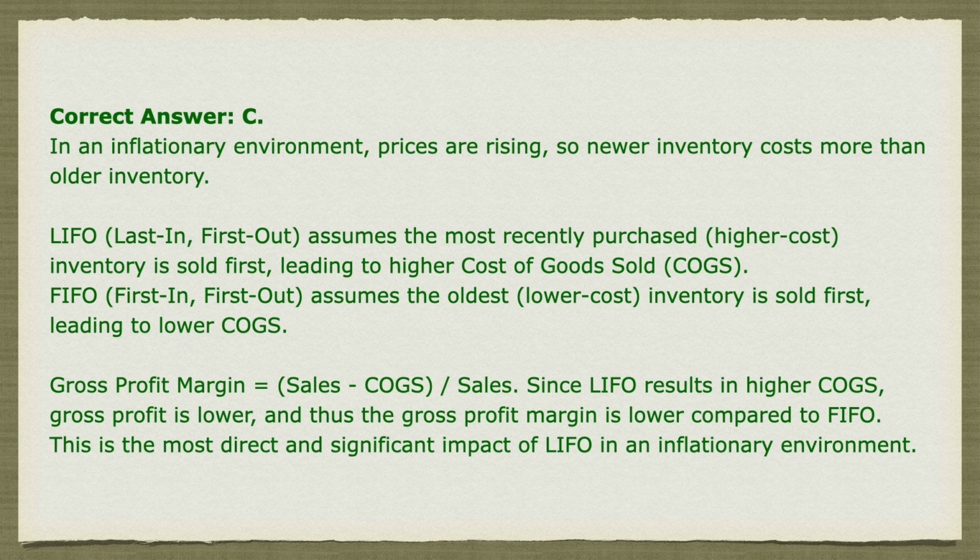Correct answer, C. In an inflationary environment, prices are rising, so newer inventory costs more than older inventory. LIFO, last in, first out, assumes the most recently purchased higher cost inventory is sold first, leading to higher cost of goods sold, COGS. FIFO, first in, first out, assumes the oldest, lower cost inventory is sold first, leading to lower COGS. Gross profit margin equals sales minus COGS divided by sales. Since LIFO results in higher COGS, gross profit is lower, and thus the gross profit margin is lower compared to FIFO. This is the most direct and significant impact of LIFO in an inflationary environment.